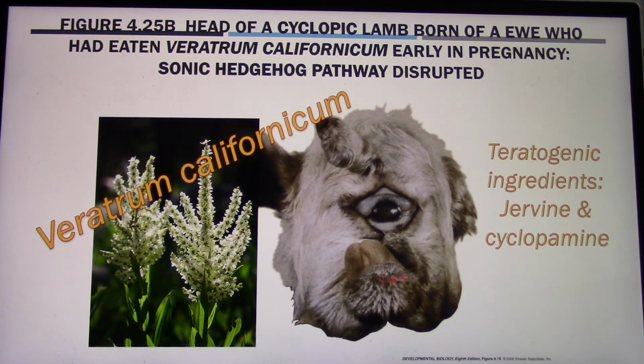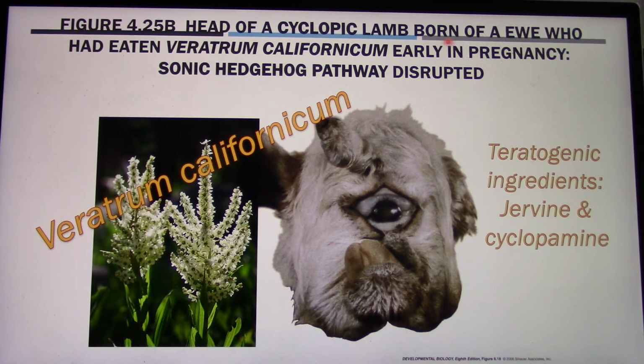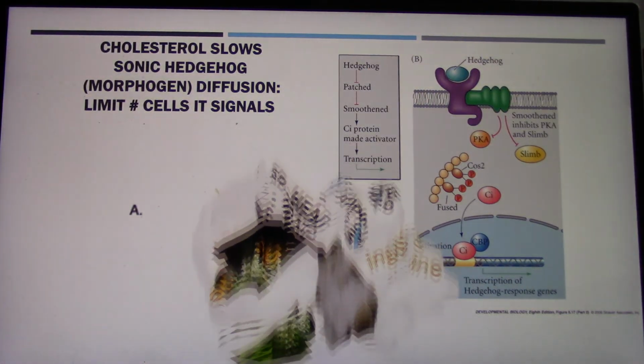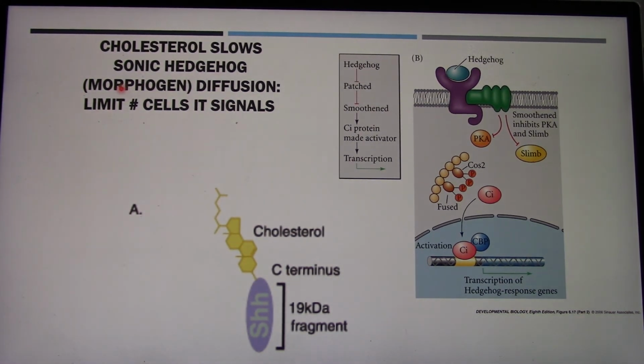And of course, what results is that the developing fetus in the mom that ate this plant ends up with one eye. This is the head of a cyclopic lamb born of a ewe who had eaten some yummy Veratrum californicum early in pregnancy. And it disrupted the sonic hedgehog pathway and resulted in this birth defect. So just a reminder, cholesterol is part of what slows down the diffusion of this morphogen and limits the number of cells it signals.